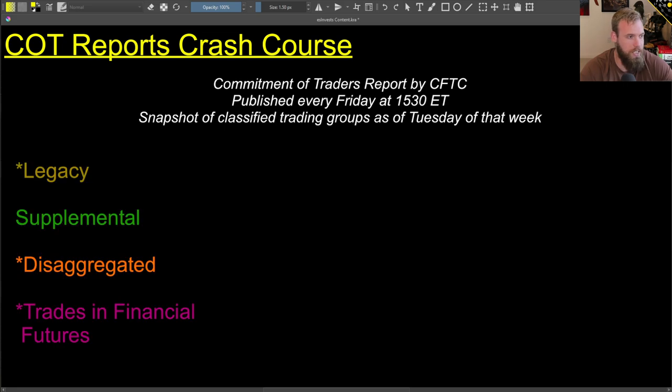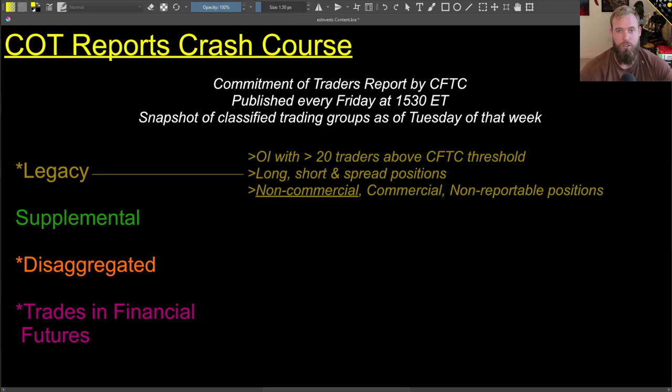But first, we need to take a look at what the COT reports are. That's the reason why there's an S: there's actually four different kinds of them here. We have legacy, supplemental, disaggregated, and trades in financial futures. This is also known as TFF for short. And let's take a look at what these are.